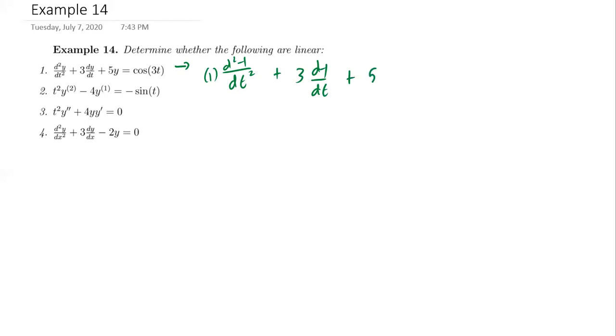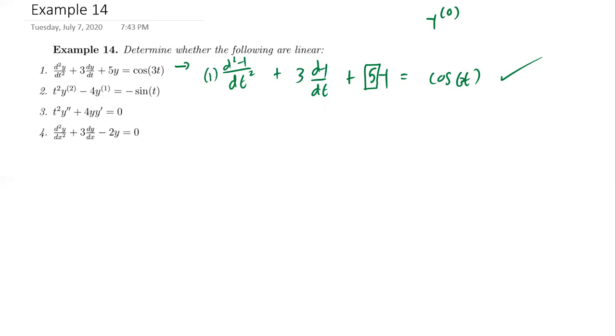Plus 5 times y again. This is basically the 0th derivative. So y as a function, you can think of it as being the 0th derivative. Whatever's in front has to be a function of t. 5 is a constant function, so that works. And then whatever's on the other side that has no terms of y should be a function of t. Cosine of 3t is a function of t. So this works. This is linear.